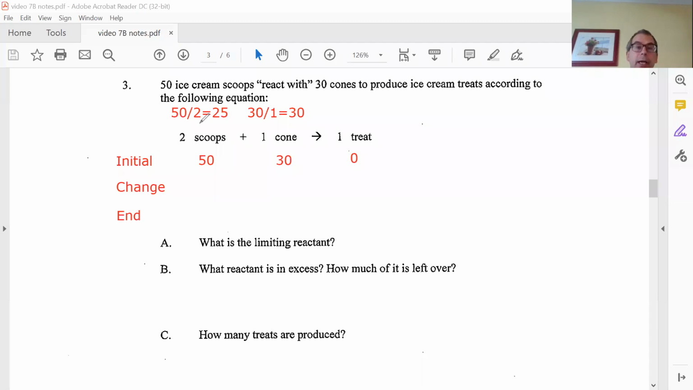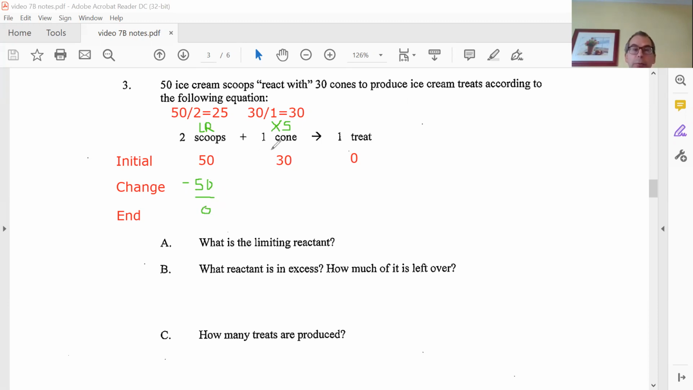So I'm going to write that in right here, and I'll just put the LR by the scoops, and I'll put cones and say these cones are in excess. All of our limiting reactant gets used. So if I have 50 scoops, I'm going to use them all up and put a 50 here. And because they're used, I'm going to put a minus sign. And if I use them all up, there are no leftover scoops.